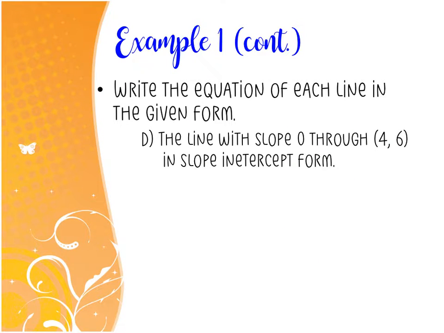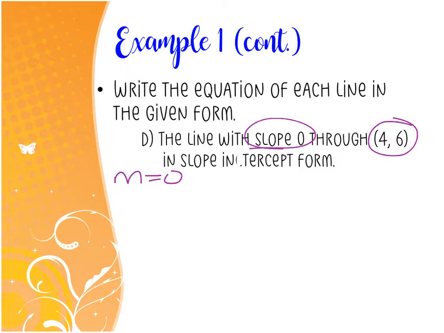All right, this one says a line with slope of 0 through (4, 6) in slope-intercept form. So again, pay attention to what form it wants it in. It wants it in slope-intercept form. And pay attention to what kind of information you're given. So what am I given? The slope is 0, so that means m is 0. And I'm given a point.